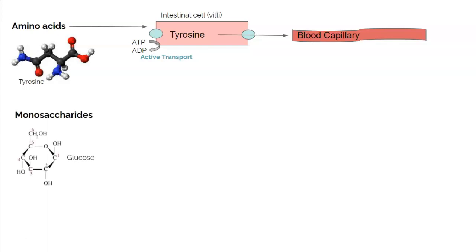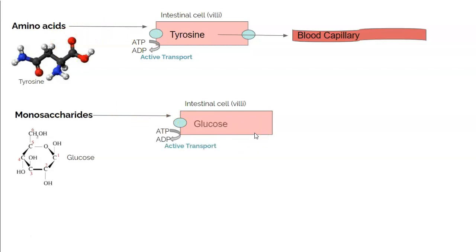Monosaccharides, such as glucose, follow the same process. We have the intestinal wall, the villi are right there. We have the pump right here. We're going to use ATP to actively transport, or pull, glucose inside of our cells. Glucose is then going to be actively passed out into our blood capillary.